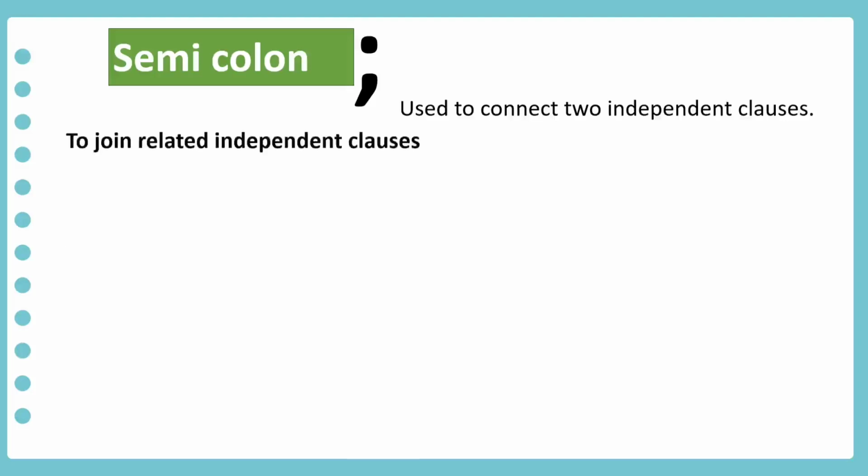Semicolon is a punctuation mark which is used to separate independent clauses in a sentence. It has a stronger pause than a comma, but not as strong as a period. Semicolon serves two main purposes: to join related independent clauses, and to separate items in a list when the items themselves contain commas.